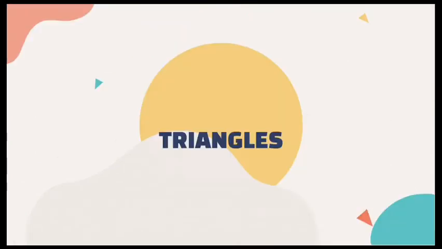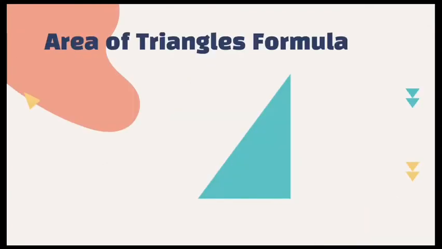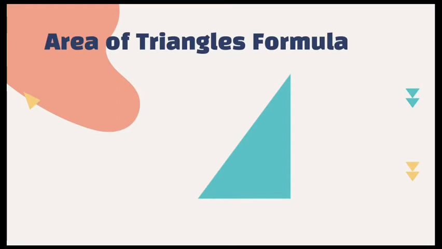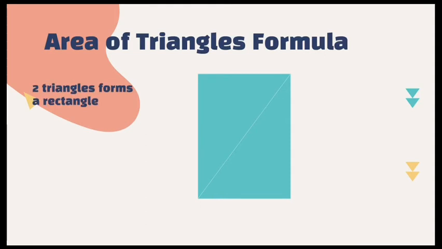Okay, let's go on to triangles now, the 3-sided. So the formula is a little different here. It's going to be 1/2 times the base of the triangle times the height of the triangle. And here's why. So let's forget the formula for a second. If we take a triangle and then we have the exact same triangle again, then we flip that over and we put them together, we have basically just formed a rectangle. So 2 triangles forms a rectangle.